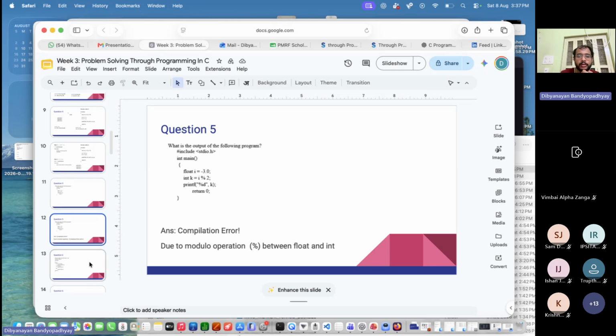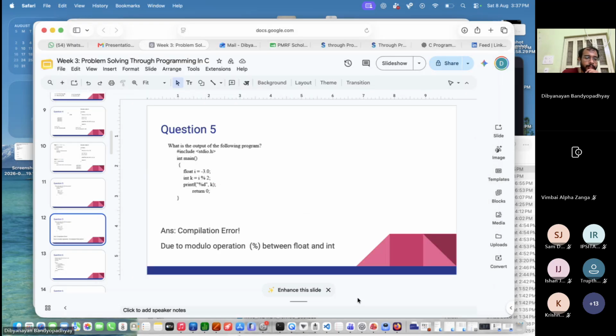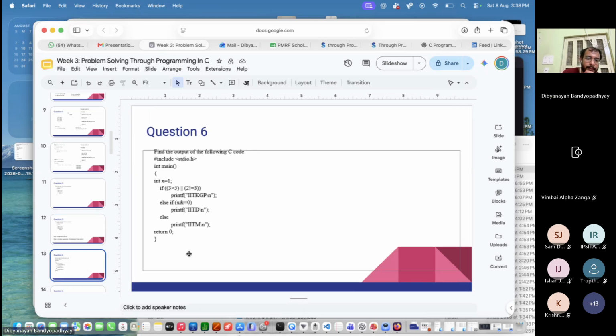Yeah, let's go to the next question. Please see this actually, if it gets compiled or not. I don't think it will compile actually, because negative number and modulo, if you are doing modulo on top of a negative number, then yeah, it should not compile. But try to see it once. Okay. So this is question number 6.